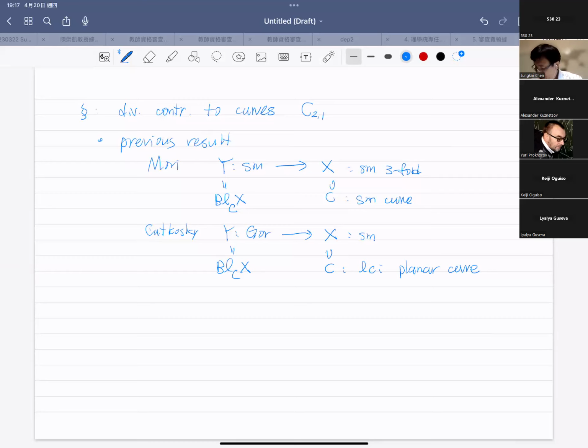Okay, and perhaps the most systematic work is done by Tziolas. So Tziolas tried to consider the situation that we have a divisorial contraction to a curve, and the curve itself is smooth, but the threefold X could be singular. So he has a series of works on this kind of situation.